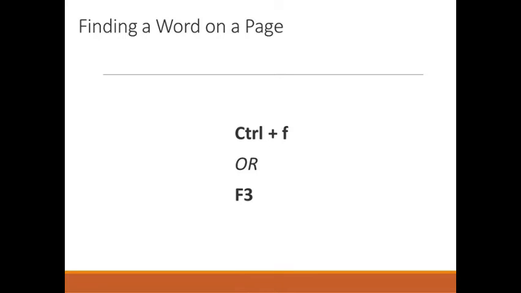The next keyboard shortcut we're going to take a look at is finding a word on a page. And there are two shortcuts you can use to find a specific word on a page. It's the Control button plus the F button or F3.